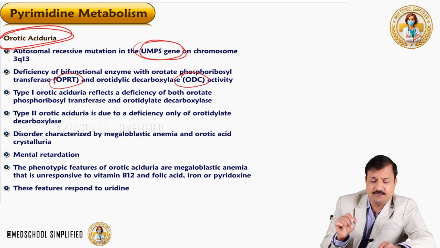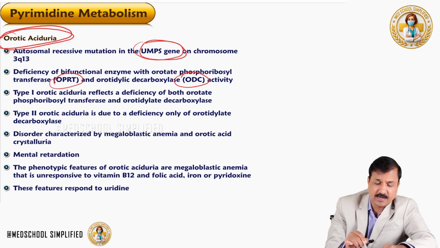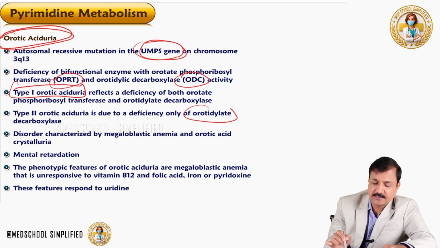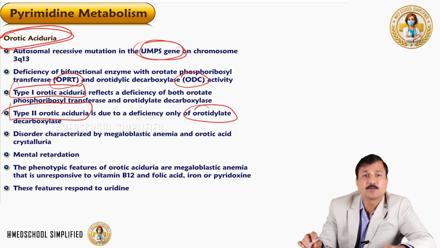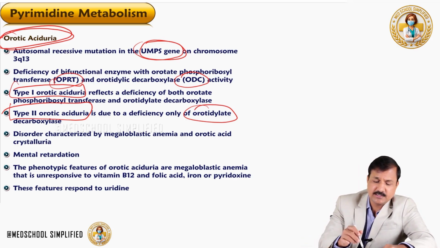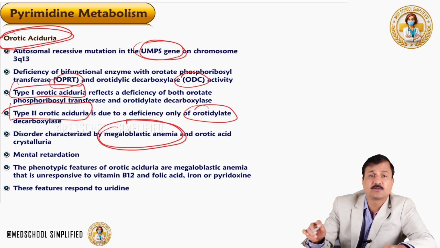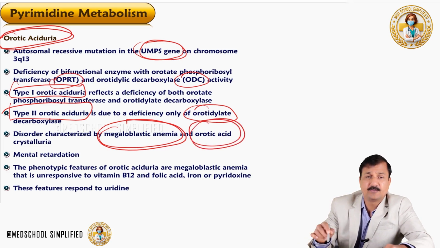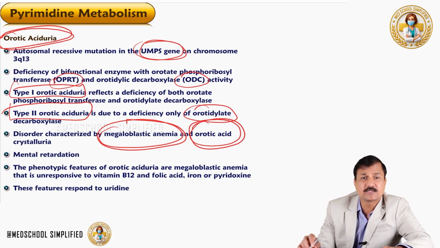So, if there is a deficiency of both enzyme activities, that is the entire UMP synthase is down, that leads to type 1 orotic aciduria. Or if only the orotidylic acid decarboxylase component of UMP synthase is defective, that leads to type 2 orotic aciduria. Whether it is type 1 or type 2, patients with orotic aciduria will manifest with megaloblastic anemia and excess orotic acid elevated in the urine, leading to orotate crystallization. So orotic acid crystals can be seen in the urine. That is orotic acid crystalluria.